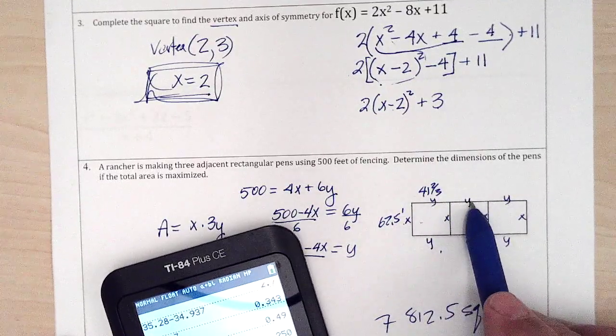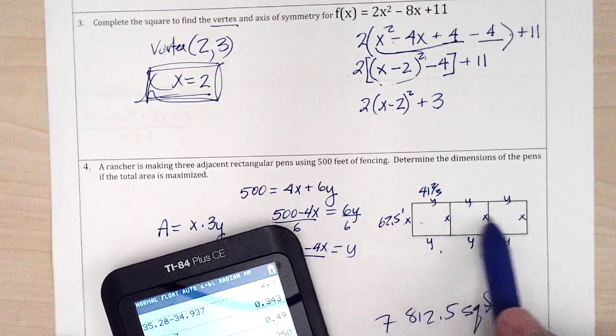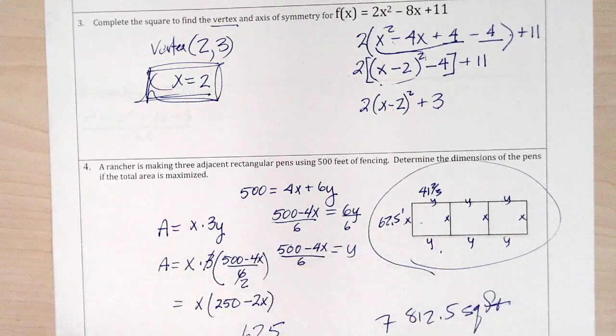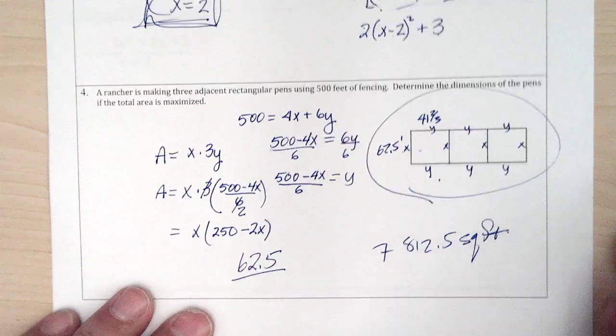41 2/3 for each of the y's, and 62.5 feet for each of those would make the maximum area of the pens. Okay, next page.